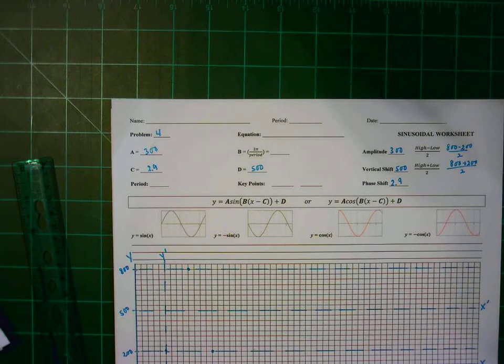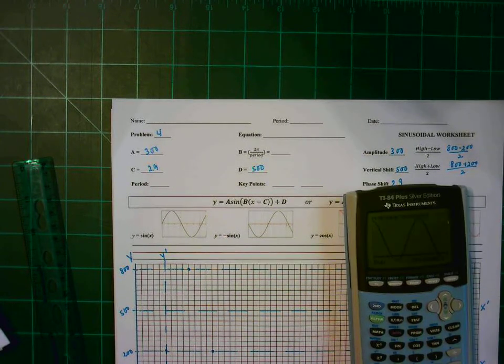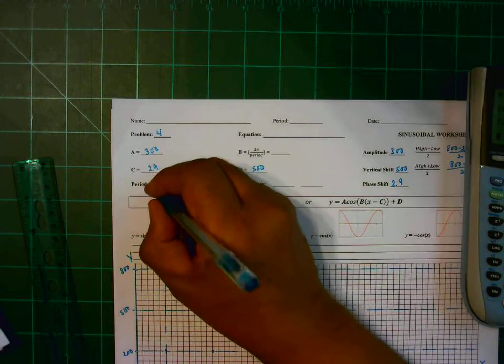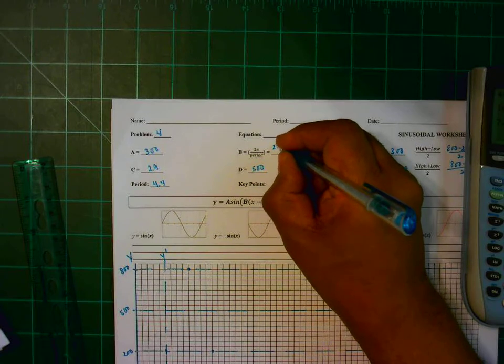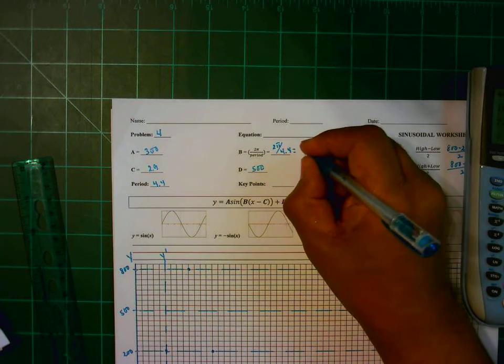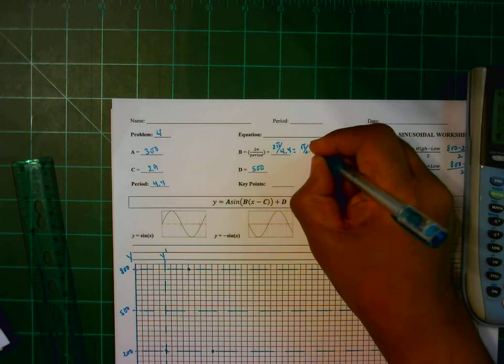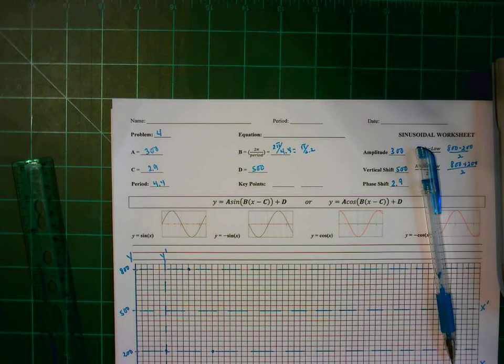Now our period is going to be the difference between 7.3 and 2.9. So 7.3 minus 2.9 gives us 4.4. So the period is 4.4. And b is 2 pi divided by 4.4, which is just pi over 2.2. So we can sketch this graph.